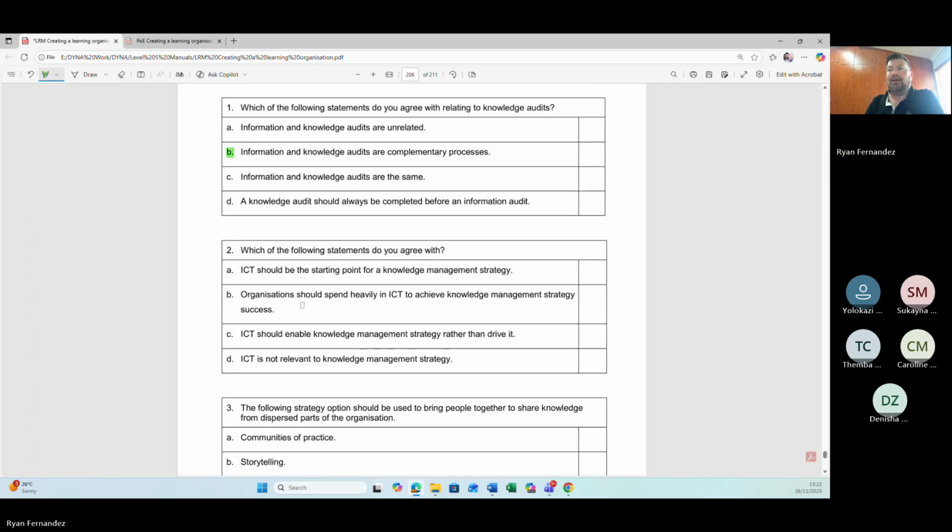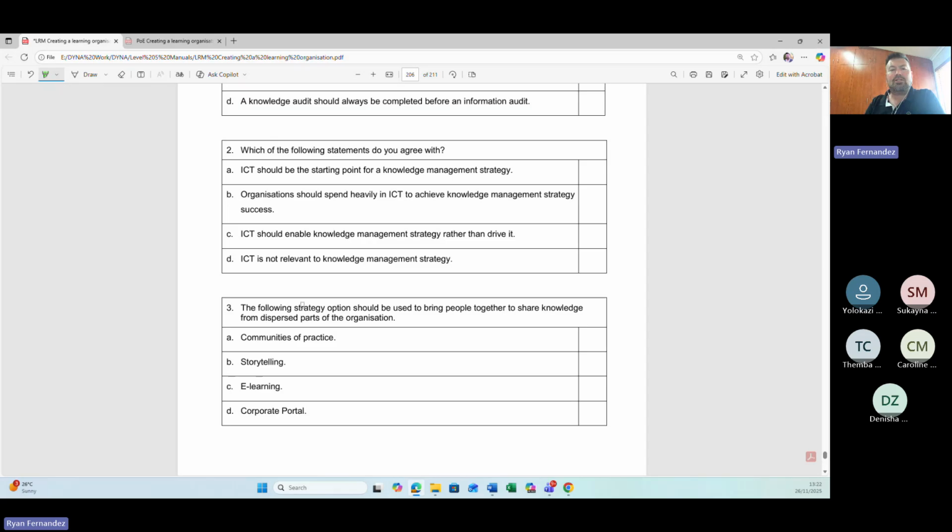Okay. Then, which of the following statements do you agree with? So remember, we said information and communication technology. It should be the starting point for a knowledge management strategy. Organizations should spend heavily in ICT to achieve knowledge management strategy success. ICT should enable knowledge management strategy rather than drive it. ICT is not relevant to knowledge management strategy.